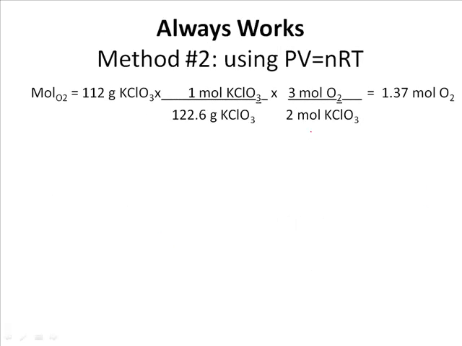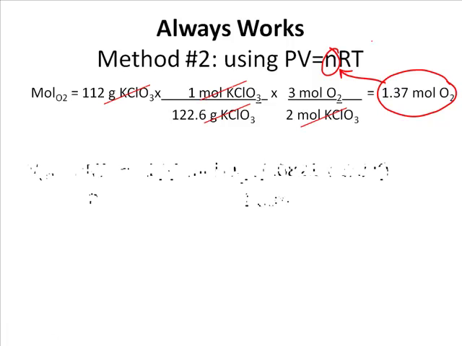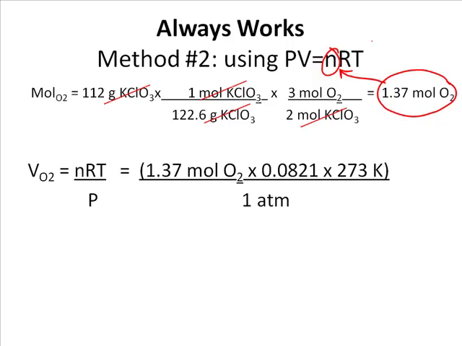You could also use PV equals nRT using the same method. But you have to solve for moles here, and once you get moles, then you plug it in. So when we have 112 grams of potassium chlorate, we need to know the moles of oxygen. And in this case, when we solve, we get that. We're going to plug that in right there. Solve for V. At STP, we know that STP is 273 Kelvin and 1 atmosphere. Plug that in, and we get the same value, 30.7 liters. This method will always work.